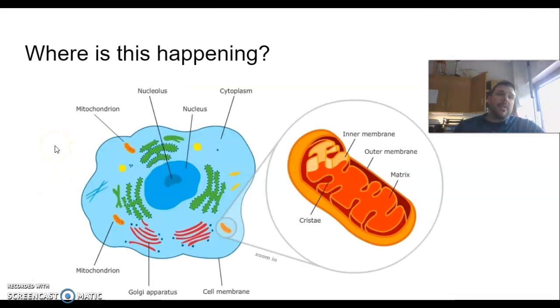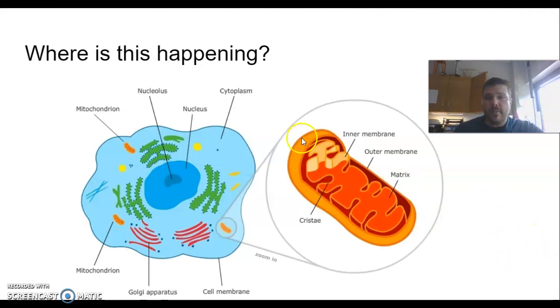Where is this happening? Where do we take that food and convert it to ATP? Well, that's the mitochondria, or as you all like to say, the powerhouse of the cell. But here's why it's the powerhouse, and this is why it's important for you to understand a little more than just regurgitating that it is the powerhouse.